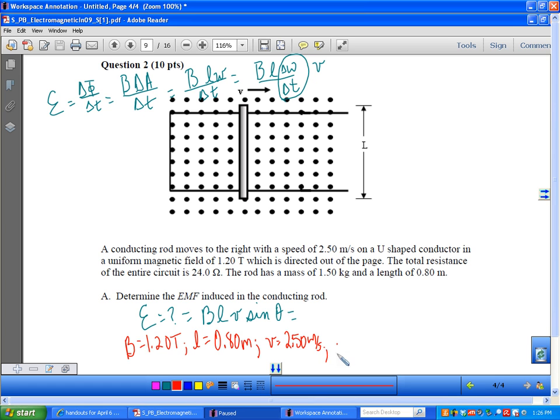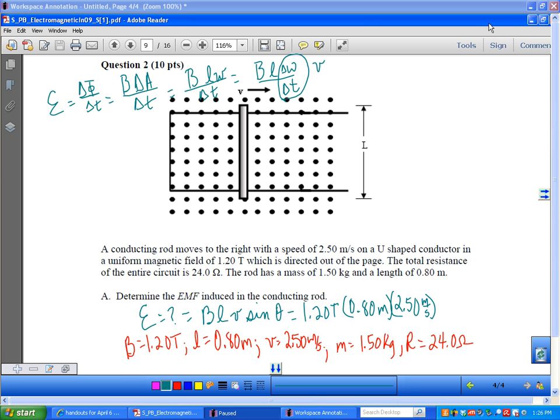I know the mass of the rod, not going to matter, but they gave it to me just in case they could trick me. And I know the resistance of the entire circuit once that rod makes contact with those two wires is 24 ohms. All right, so if the EMF is equal to BLV, then I'm going to plug in 1.2 Tesla. My length, again, is 0.80 meters, because that's the dimension that's cutting across the field. My velocity is 2.5.